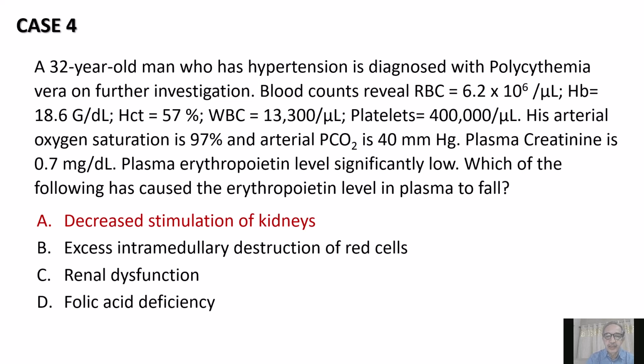Excess intramedullary destruction of red cells occurs in B12 deficiency. It causes anemia. Renal dysfunction again causes anemia. Folic acid deficiency causes anemia. Here is polycythemia. So decreased stimulation of the kidney by a primary defect in the bone marrow. A case similar to the previous one.